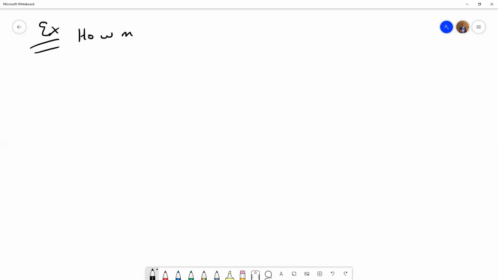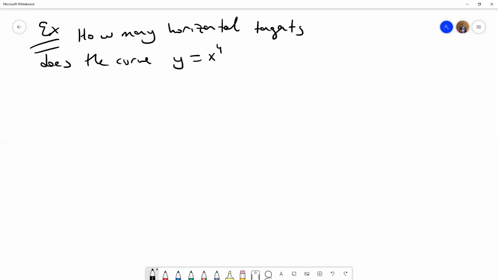How many horizontal tangents does the curve y is equal to x to the power 4 minus 2x squared plus 2 have? Yeah, let's find this one.